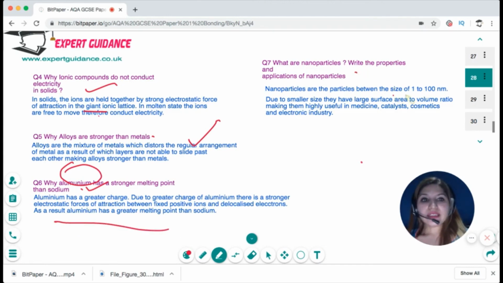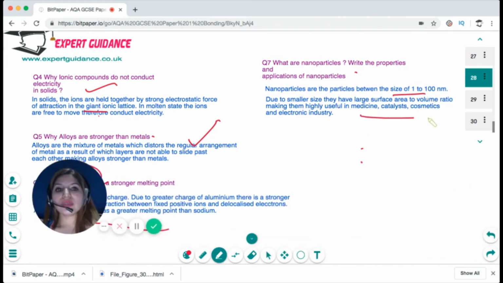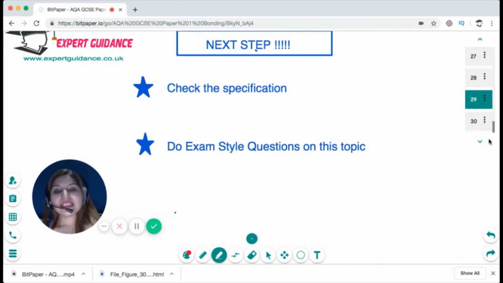Nanoparticles are the particles of size 1 to 100 nanometer. Due to smaller size, they have high surface area to volume ratio, making them useful in medicine, catalysts, cosmetics, and industry. Okay, so I hope this topic is clear to you.